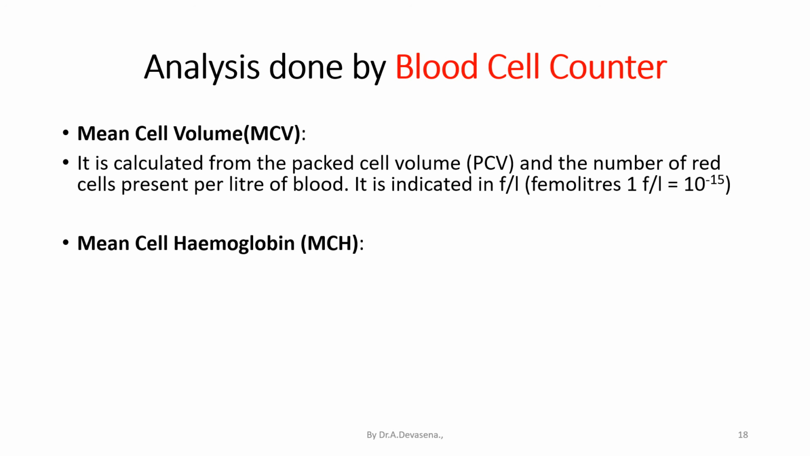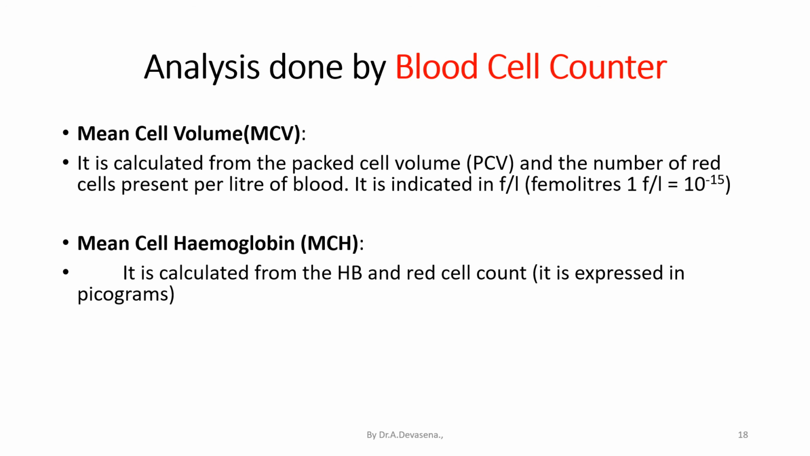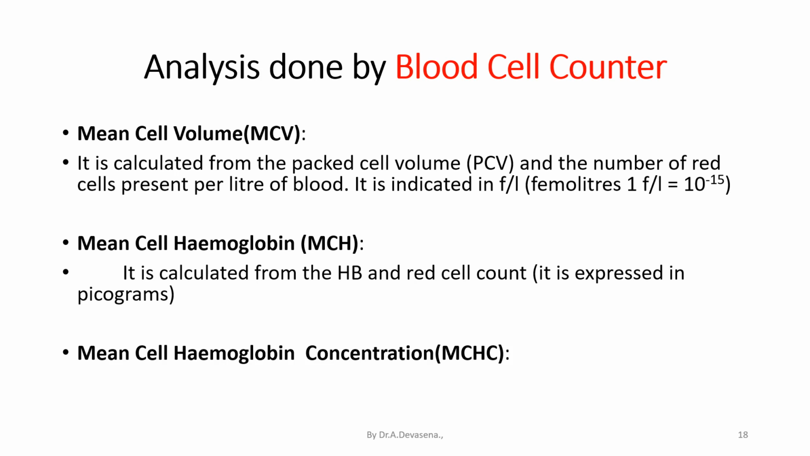Then we are going to calculate mean cell hemoglobin, MCH. It is calculated from the Hb and red cell count. It is expressed in picograms. Then the third one, mean cell hemoglobin concentration, that is MCHC. It can be calculated if PCV and Hb per dL are known.